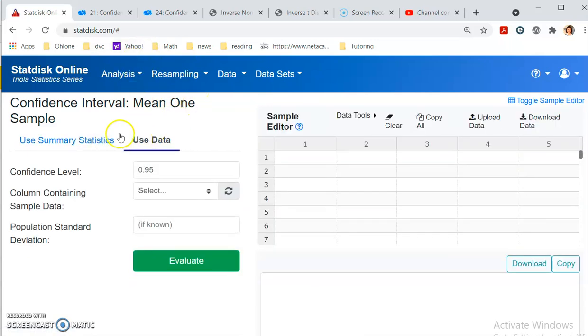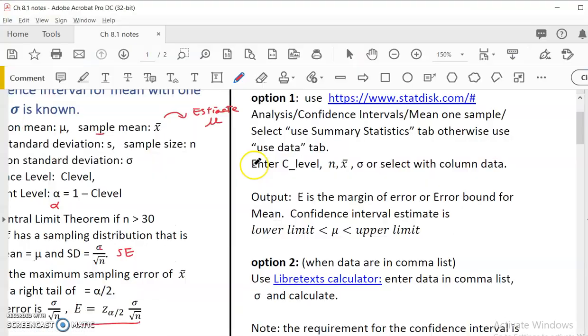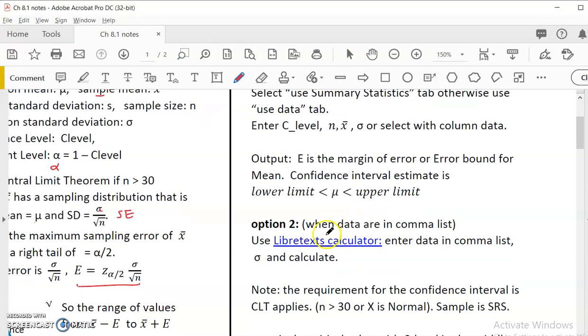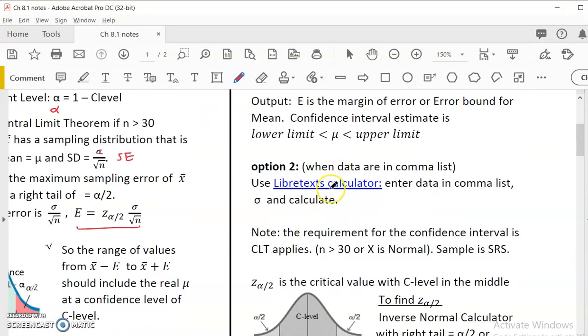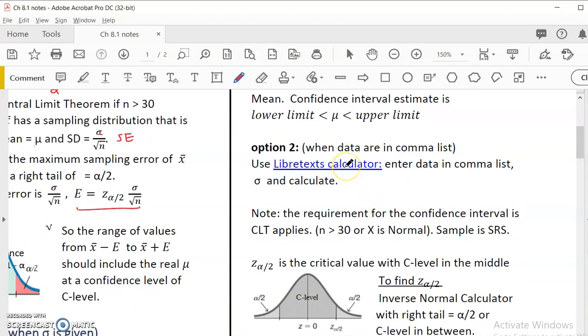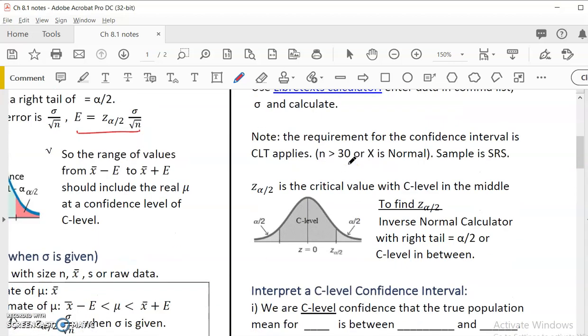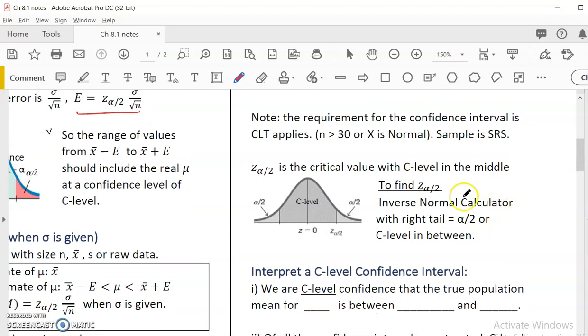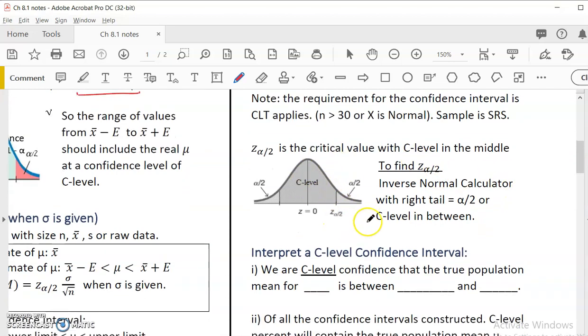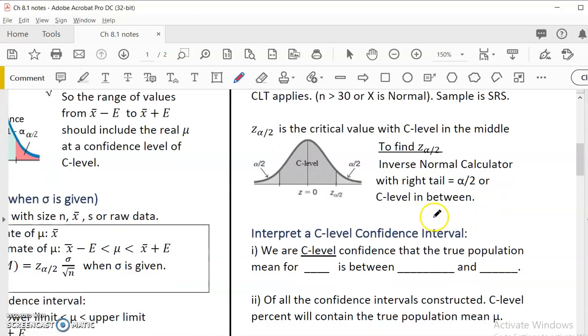Okay, so let's go back to our notes. And what about LibreText? I'll do an example when data occurs. So here, this is a picture on why we would do inverse normal. It talks about the confidence level in the middle, and the two tails are alpha. So half of the tail will be alpha over 2. This is called the critical value. So you use inverse normal, calculate the right tail or confidence level in between.